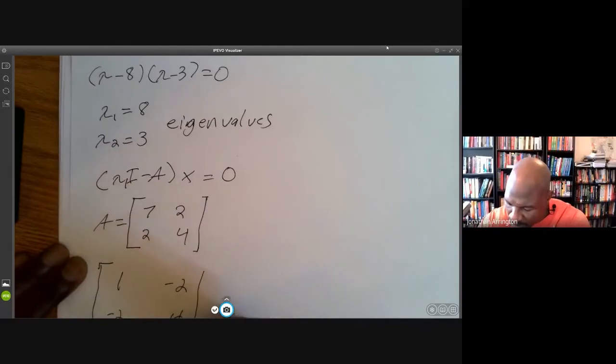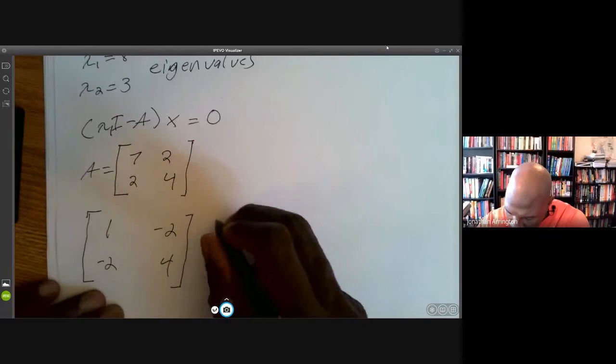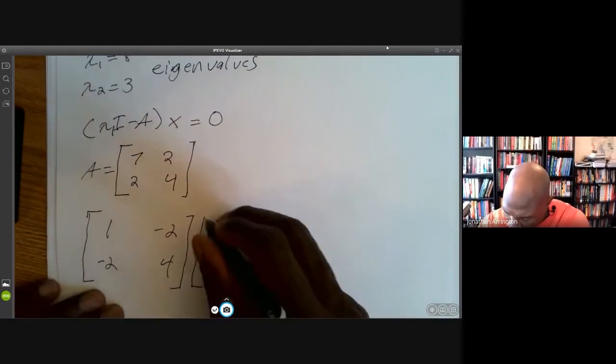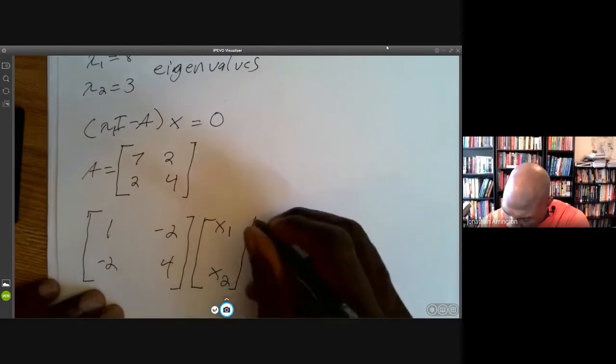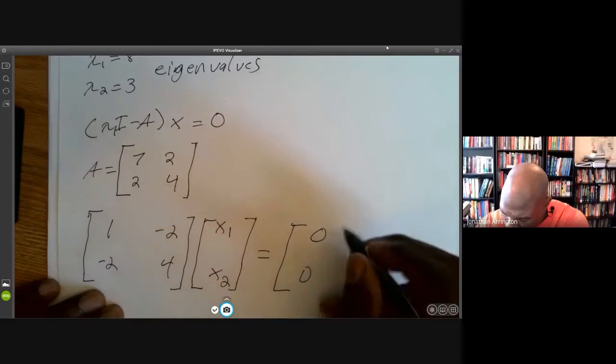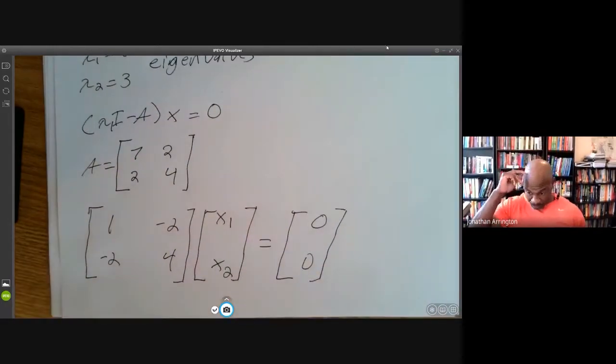And then that guy times the vector x, which I say has components x1 and x2. That should equal 0. All right, so that's what we have.